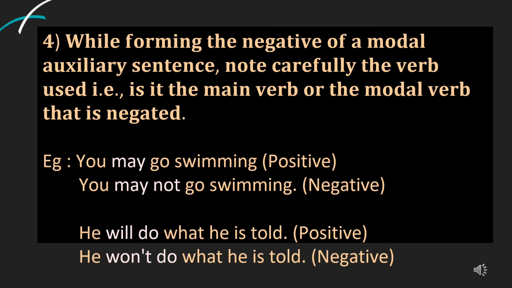Now, let's look at another sentence. He will do what he is told. Its negative form is he won't do what he is told. Here, it is the main verb do which is negated. So, we should be careful in making the negatives when the modal auxiliary is involved.